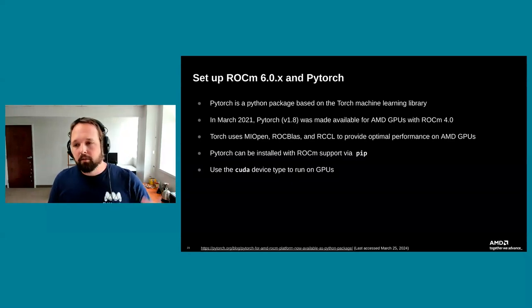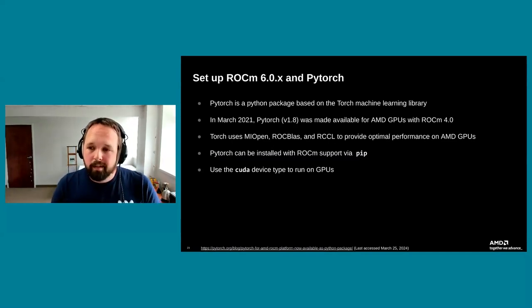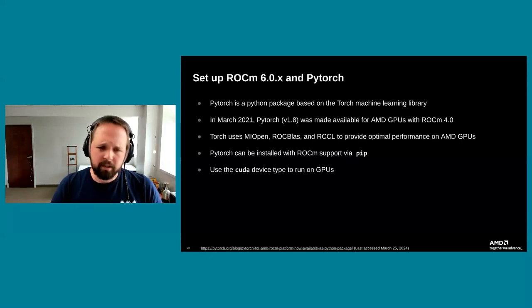At the moment, unless you're building Pytorch from source, you can install Pytorch with ROCm support via pip. You cannot do it via conda at the moment. The beauty of the way that the developers of Pytorch implemented all this is that if you have Pytorch code that runs on NVIDIA GPUs at the moment, you likely don't need to change anything. All you need to do is change the package that's providing Pytorch in the background, just point to one that uses the ROCm backends. You can still use the CUDA device type to run on a GPU.